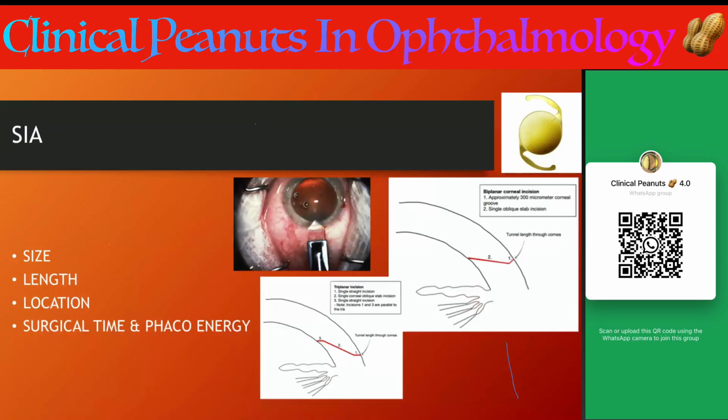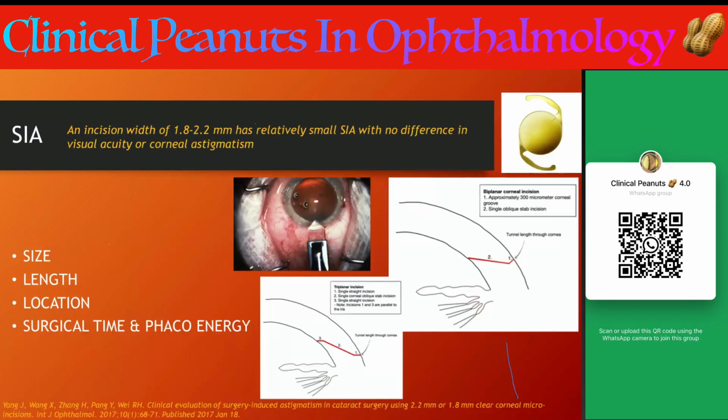If your surgical time is more and you have more manipulation of the wound, then there is a chance that your SIA will be slightly more than what you are predicting. If you are going for a minimum incision like 1.8, the SIA is very, very less. In general, you can keep SIA around 0.2 for a 2.2 incision or a 2.8 incision. 0.2 SIA is okay in general.